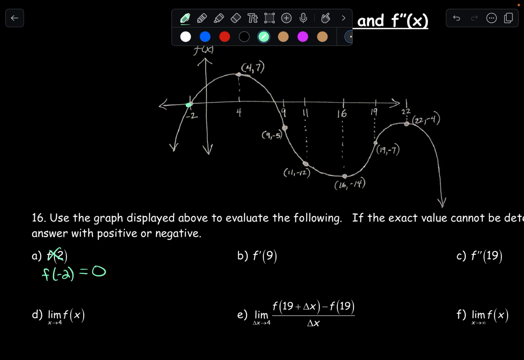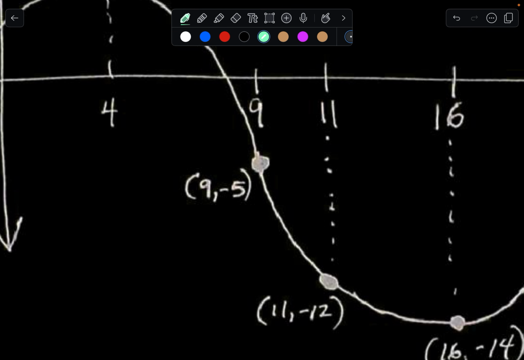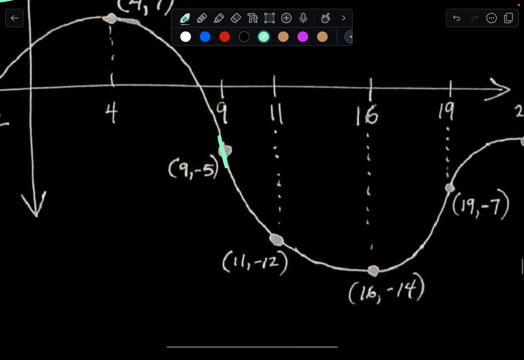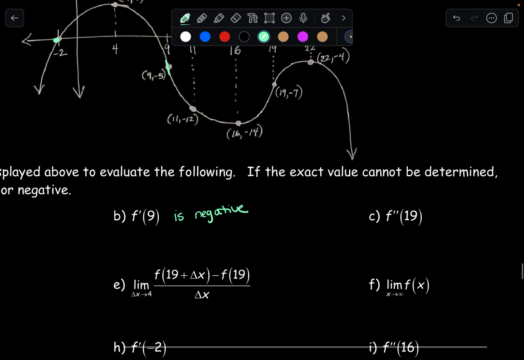Part B, f prime of 9. That's going to be the first derivative, so we want to know the slope at x equals 9, given that this is a graph of f of x. If we look at x equals 9, the slope of the tangent line is going to be negative, so we just put f prime of 9 is negative, or you can say less than 0, either one works.